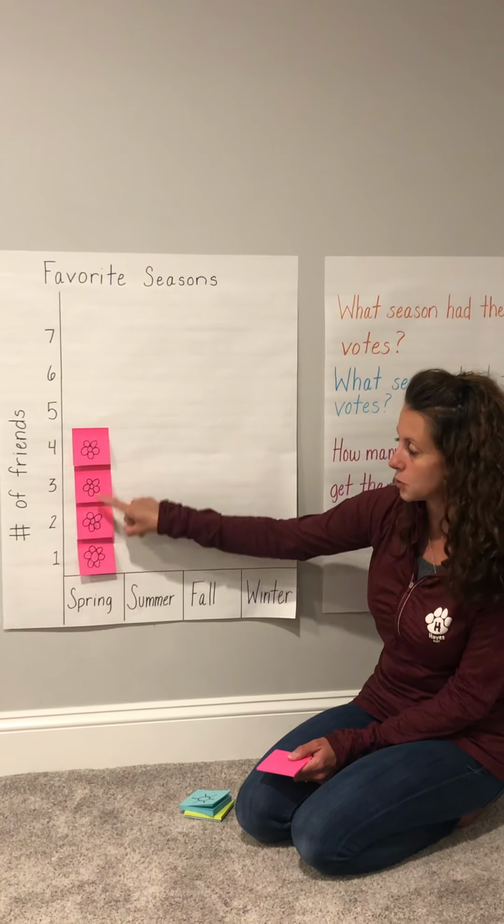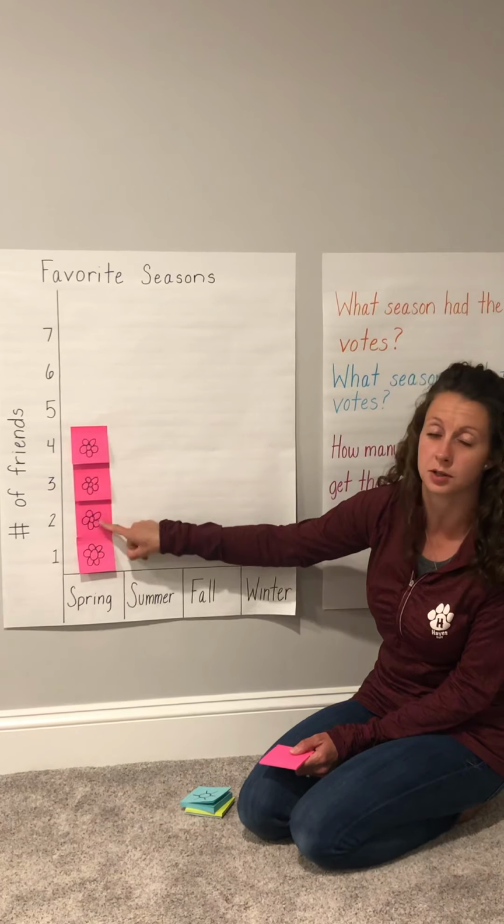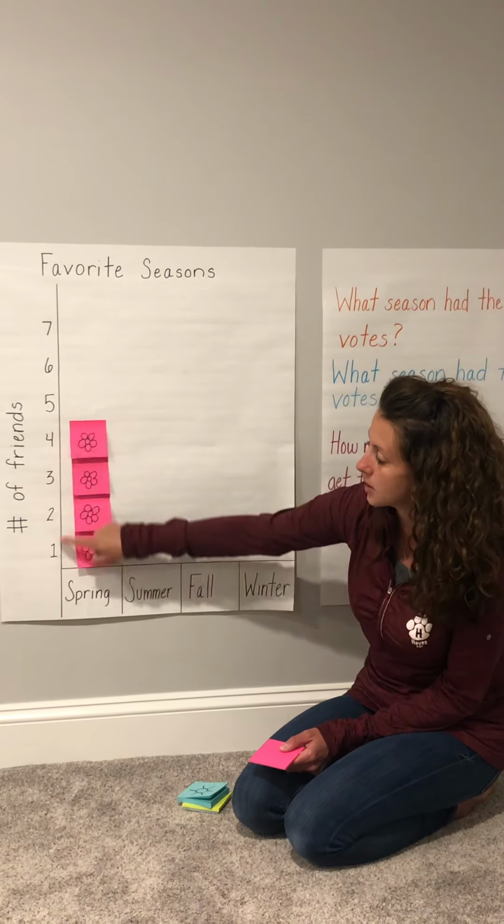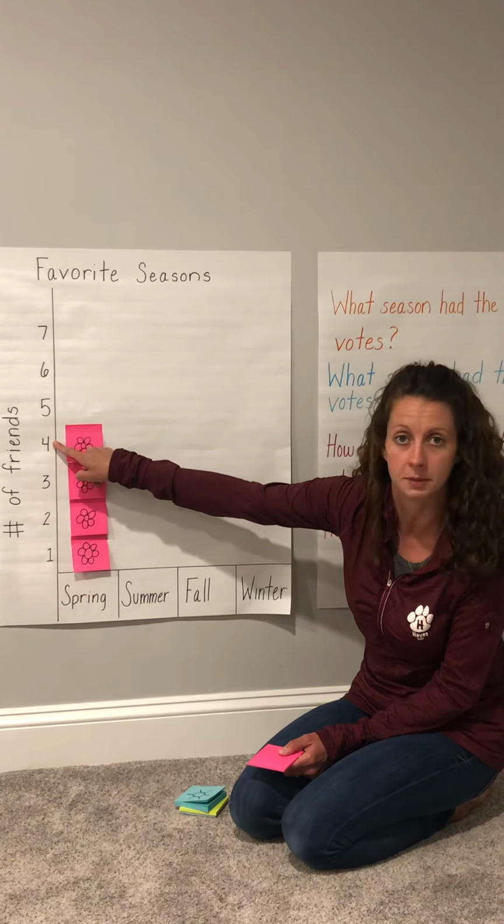I can count each post-it note. Each one of these post-it notes represents one person. Or I can look on the axis and notice that my bar graph goes all the way up to the number 4.